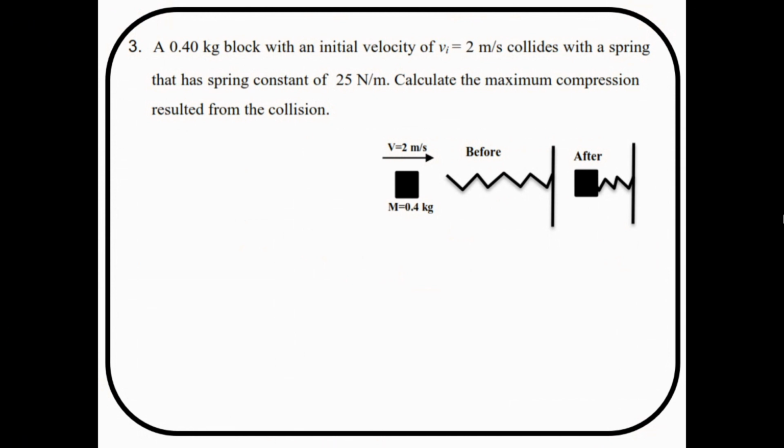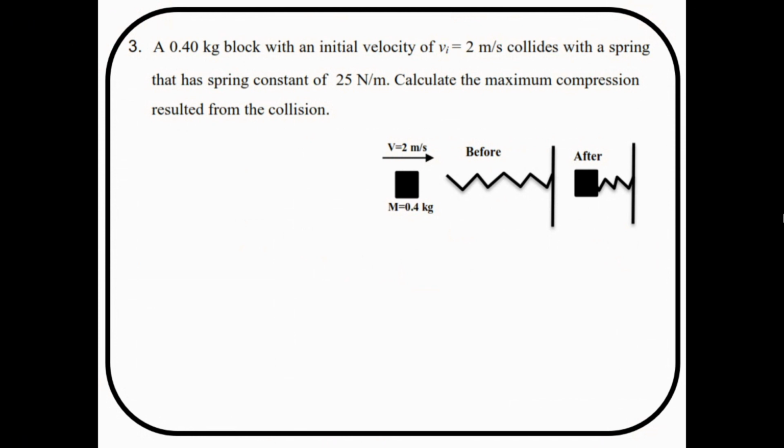Third question. A 0.4 kilogram block with an initial velocity of Vi equal to 2 meter per second collides with a spring that has the spring constant of 25 Newton per meter. Calculate the maximum compression resulted from the collision. So what they gave in the question, you have to see the figure. You have the block of mass 0.4 kilogram, which is coming with the initial velocity of 2 meter per second, and it is going to hit the spring.